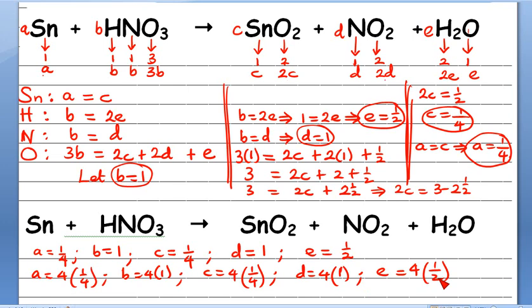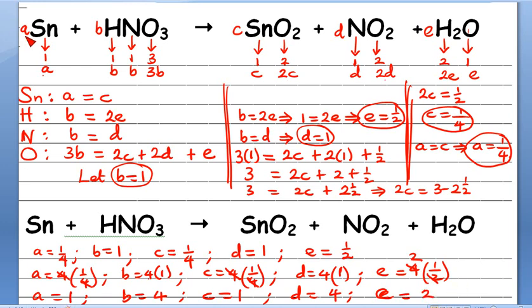Good. What will this be now? A will be 4, we cancel 4, so A is 1. B will be 4 times 1, which is 4. C, 4 cancels 4, C is 1. What about D? 4 times 1, that's 4. What about E? 2 goes in 4, that's 2. E is 2.